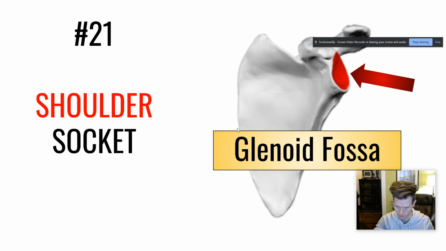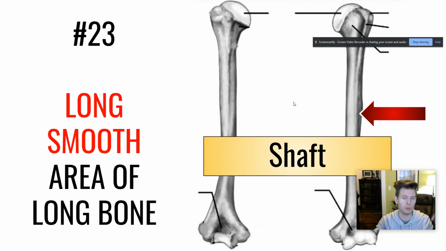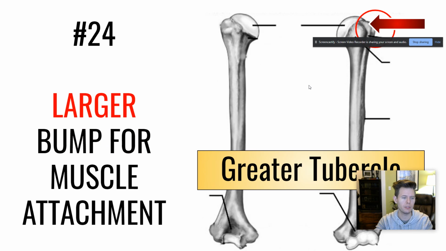So the next one. On your shoulder blade, the head of your humerus fits into what is called the glenoid fossa. So glenoid fossa. I don't know how to remember that one. Top of any long bone is called the head. That's very easy. It's been in multiple tests before. Make sure you know the long, smooth part of any bone is called the shaft.